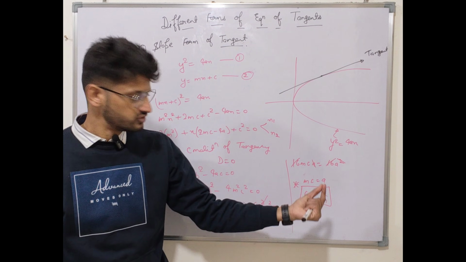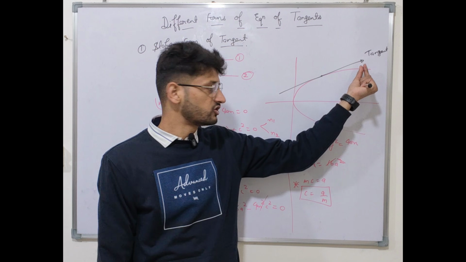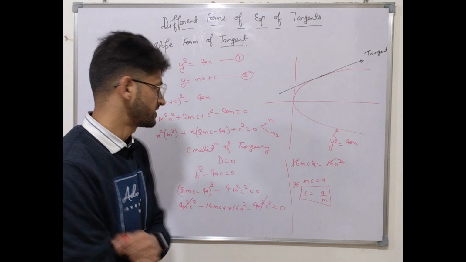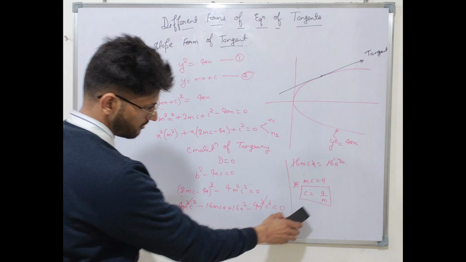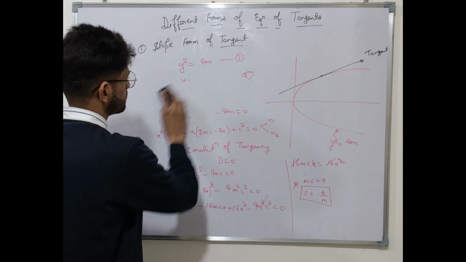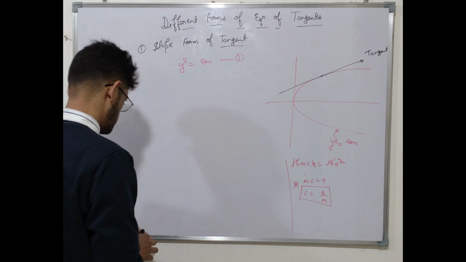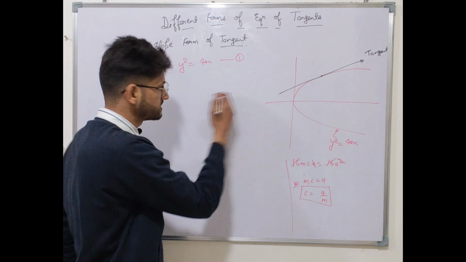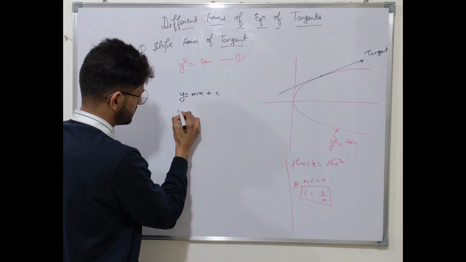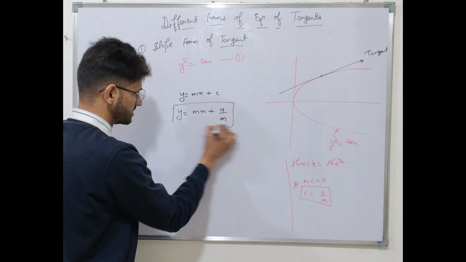This is a very useful result. You should always remember this result in case of line and parabola. For a line to be tangent, we should write c equals a upon m. So now let's see the equation of tangent, that is the slope form of tangent. We have observed that c equals a upon m. It means the equation of tangent will be, so we have assumed the equation of tangent as y equals mx plus c. Now we have observed that c equals a upon m. That means we can write y equals mx plus a upon m as the equation of tangent.